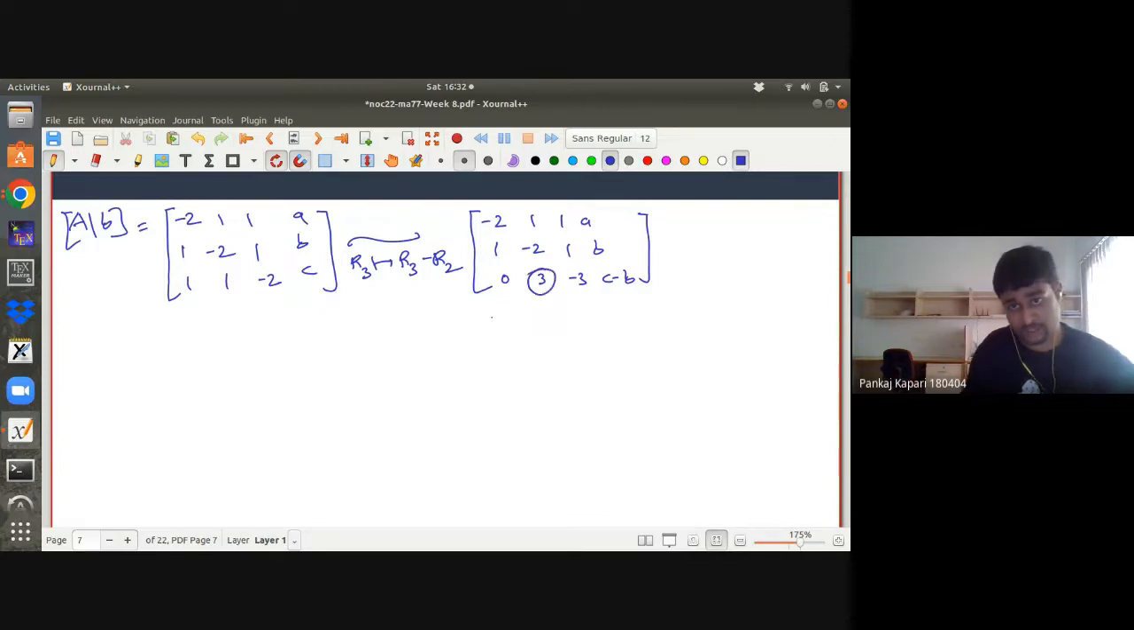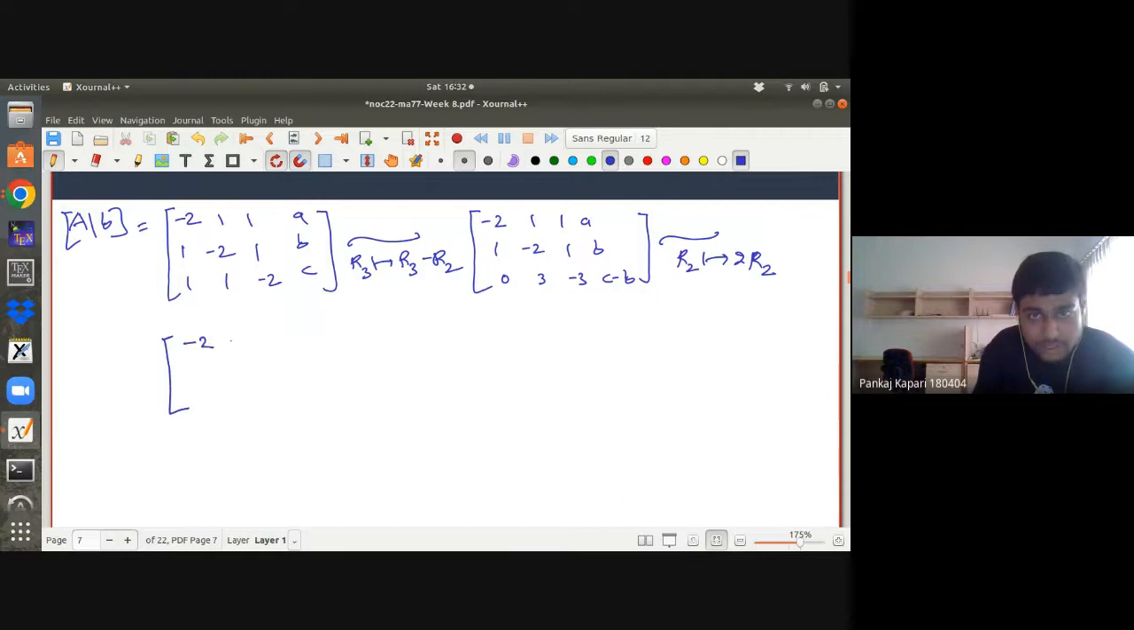Let's make this entry 0. Let's make this entry 0 first. So first we'll just multiply the second row by 2. The second row is changed to 2 times the second row, and that will give us -2, 1, 1, a. So 2, -4, 2, twice b, 0, 3, -3, and c minus b.